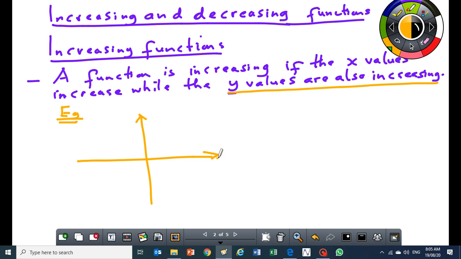So if I draw a straight line like this, it's an increasing function. Because remember, our x values will start from the negatives or the smallest. So as x values increase, going to my right, the y values are increasing. Okay? So that's an increasing function. So this one here is increasing.